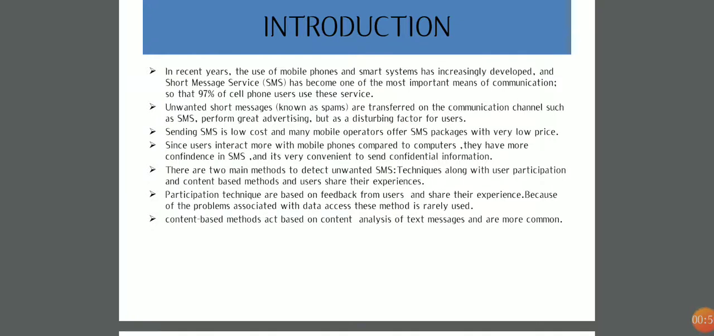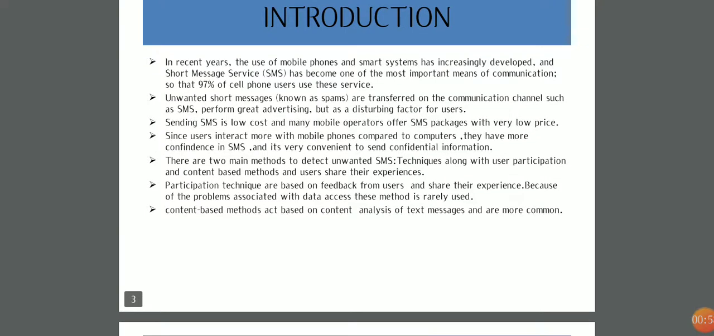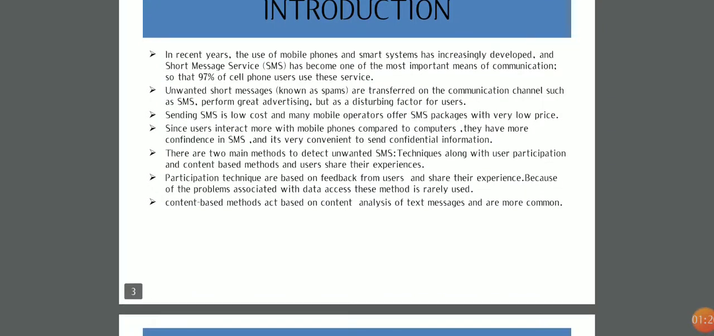to send confidential information. There are two methods to detect unwanted SMS: techniques along with user participation, and content based methods. In participation techniques, users share their experience and give feedback, but because of the problems associated with data access, this method is rarely used. The content based method acts based on content analysis of text messages, and this is the most common method.